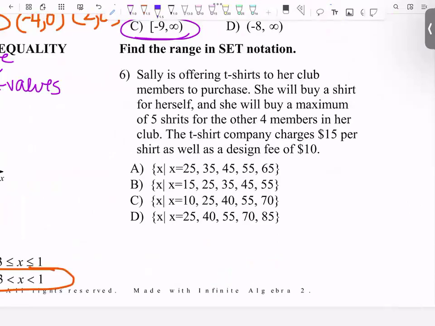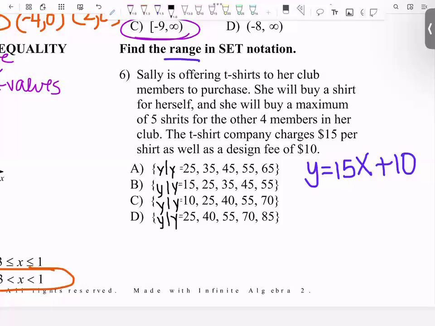Right, number 6, we're finding the range in set notation. All right, Sally is offering t-shirts to her club members to purchase. She will buy a shirt for herself and she will buy a maximum of 5 shirts for the other 4 members in her club. The t-shirt company charges $15 per shirt as well as a $10 design fee. All right, so if we were to make an equation, they're charging $15 per shirt and that $10 design fee.